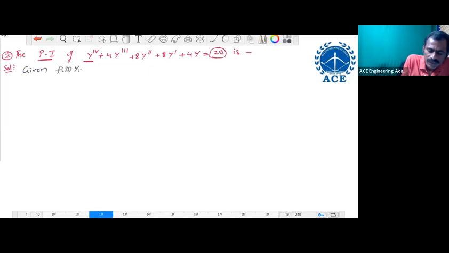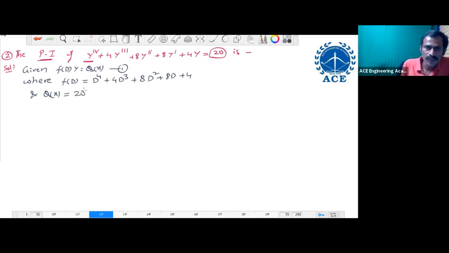Given f of D y equal to Q of x, where f of D equal to D power 4 plus 4D cube plus 8D square plus 8D plus 4, and Q of x equal to 20. We require only the particular integral. And observe the non-homogeneous part function. In the non-homogeneous part, if it is exponential or constant or hyperbolic, cos hyperbolic, or a power of x, then we try to write the particular integral using the first case or first method only.